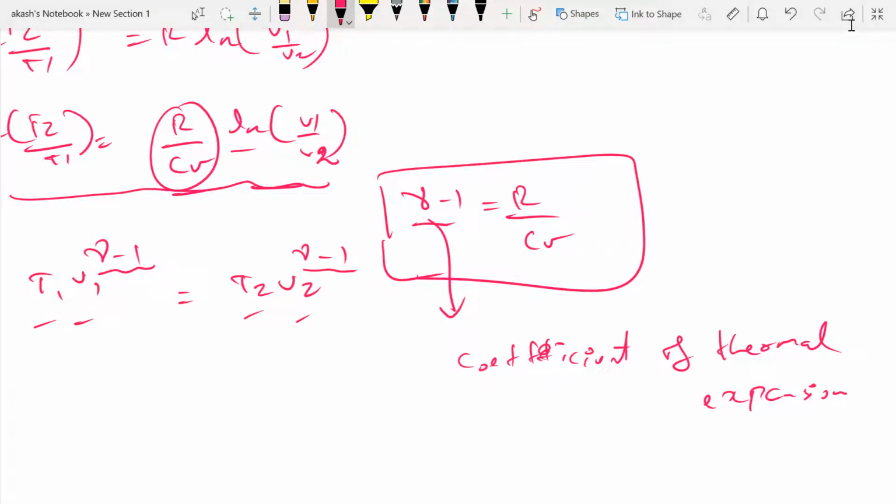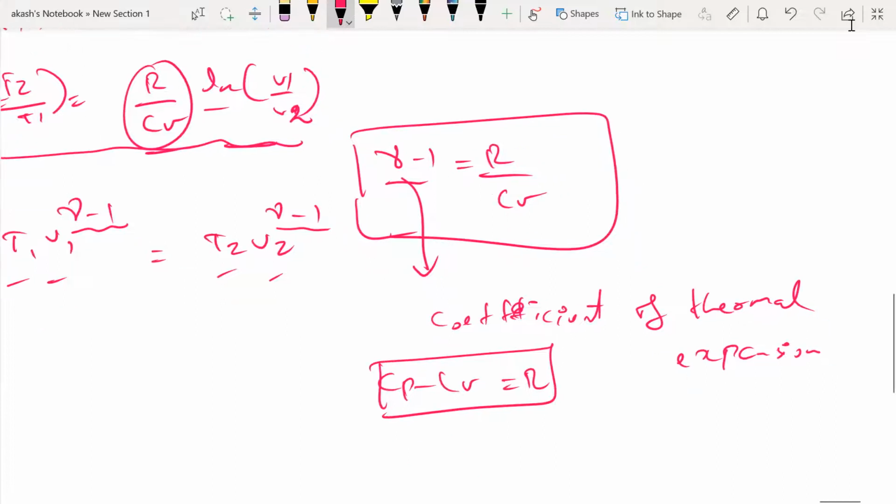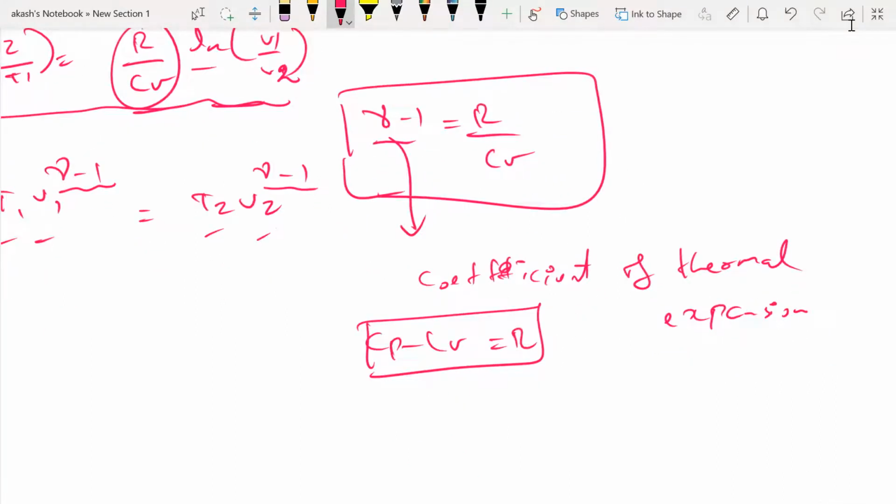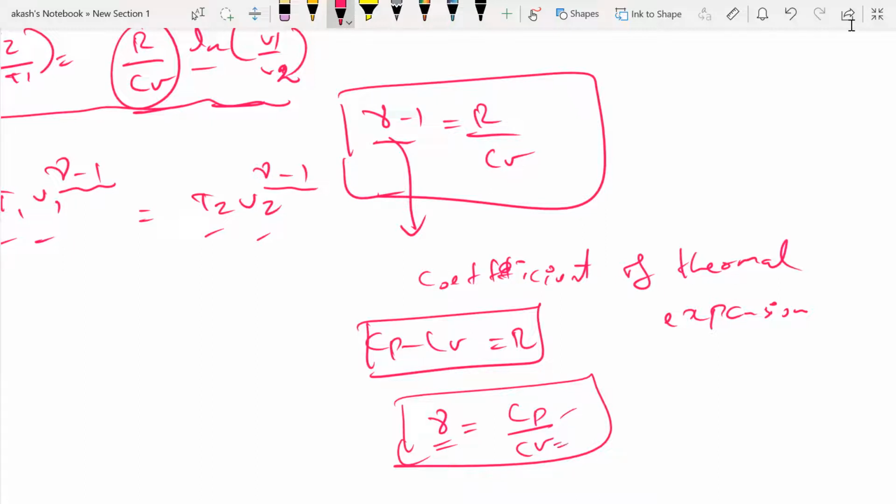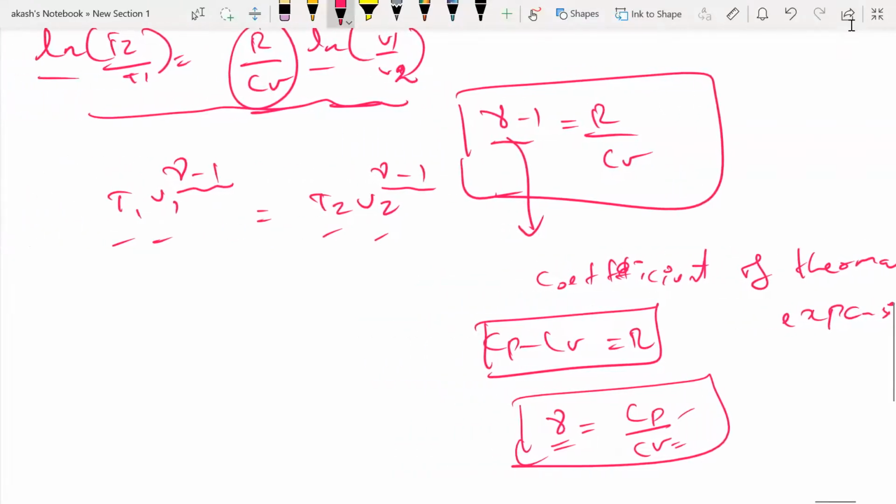And you already know one relationship between CP and CV: CP minus CV is equal to R, Mayer's relationship. So if I put it here, you will be able to get one more value of gamma. Gamma is nothing but CP by CV. This is another relationship you can remember. Gamma minus 1 is R by CV. What is gamma? Gamma is nothing but the ratio of heat capacity at constant pressure and heat capacity at constant volume. So this is the relationship you will remember.